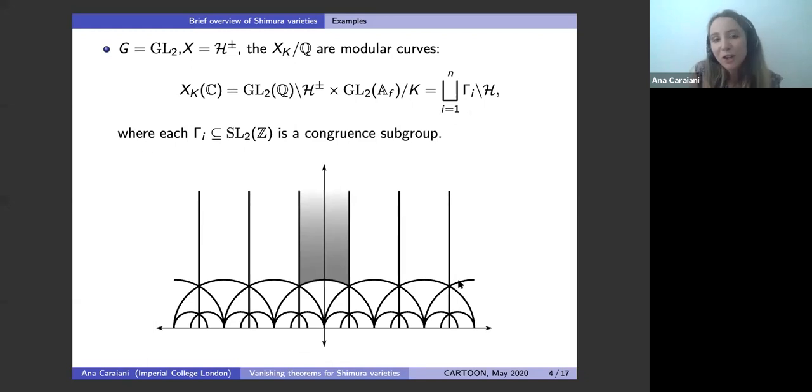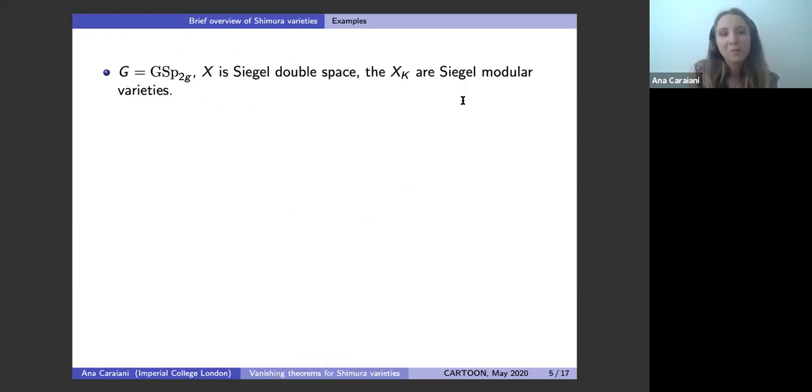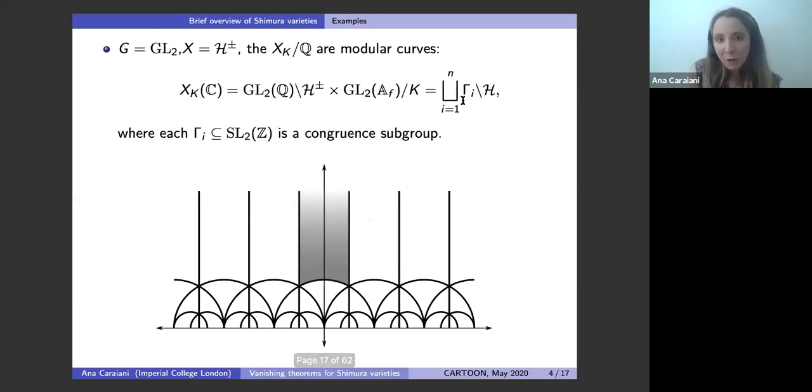And this is just a picture of, so if you think about SL2Z acting on the upper half plane, then this is how you obtain a fundamental domain for that action. And so this gives you a sense of what the quotient of H by one of these gamma i's might look like. So this would be the fundamental domain. So this would give you the quotient of H by SL2Z. And then covers of that would be these modular curves over the complex numbers.